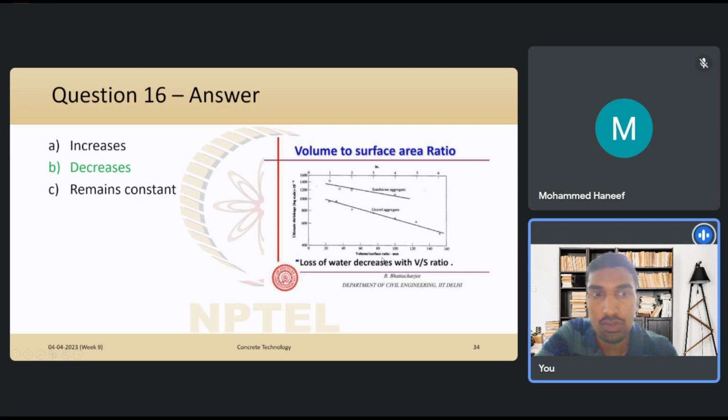So for evaporation to be happening a lot, you have to have a lot of surface area. When the surface area is large, evaporation will be large, so loss of water will be large, which will result in large shrinkage, right? But when this volume to surface area is large, it means that surface area is smaller. So with smaller surface area, evaporation will be lesser, and therefore shrinkage will also be lower, right? So that is why the higher V by S ratio is giving us lower shrinkage, right? So the right option is B, that shrinkage will decrease.